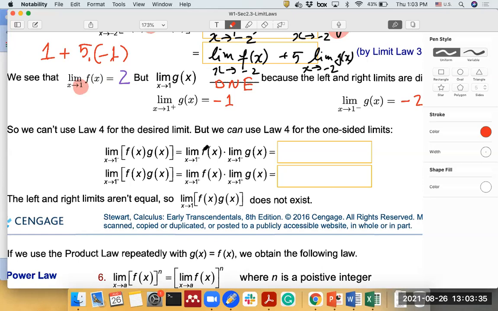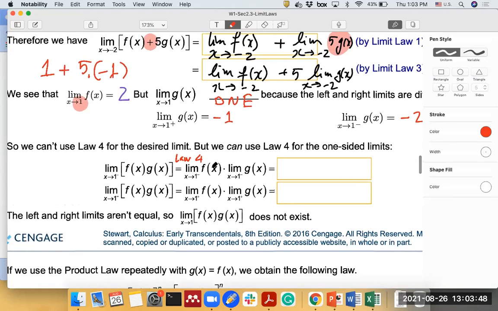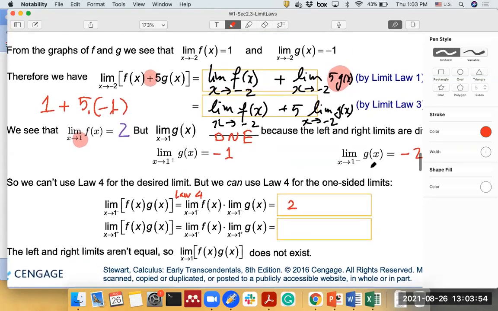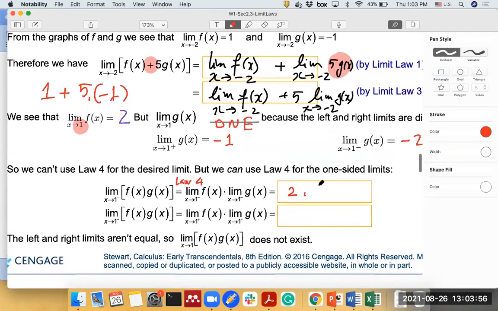So the first law, what is it here? The product law, law 4, right? Then we have this equality. So what is the value of this one? 2, very good. And what is the left-hand limit of g? Yes, very good. 2 times -2.